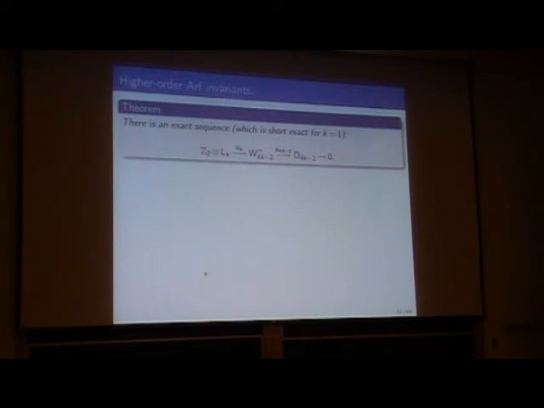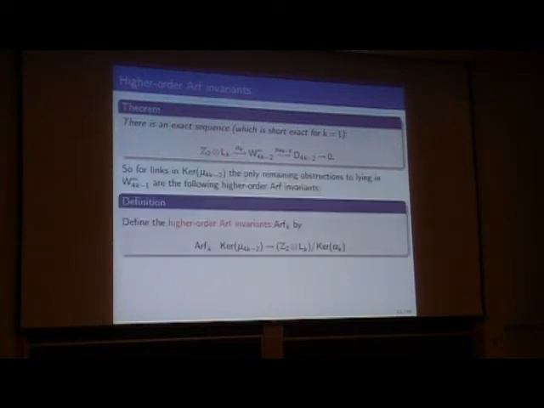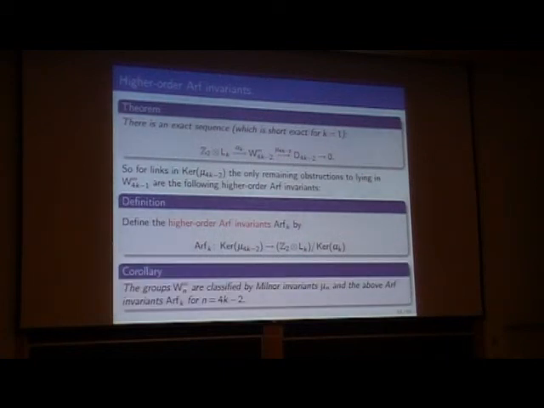So we know that these tricky groups fit into this exact sequence. And the question is, is it short exact? So the only possible remaining obstructions to computing this group lie in whatever the inverse of this map is. So we can define, at least modulo the kernel of this alpha map, these higher order Arf invariants. And from all the algebra that's worked out, we get the result that these are the only possible remaining obstructions.